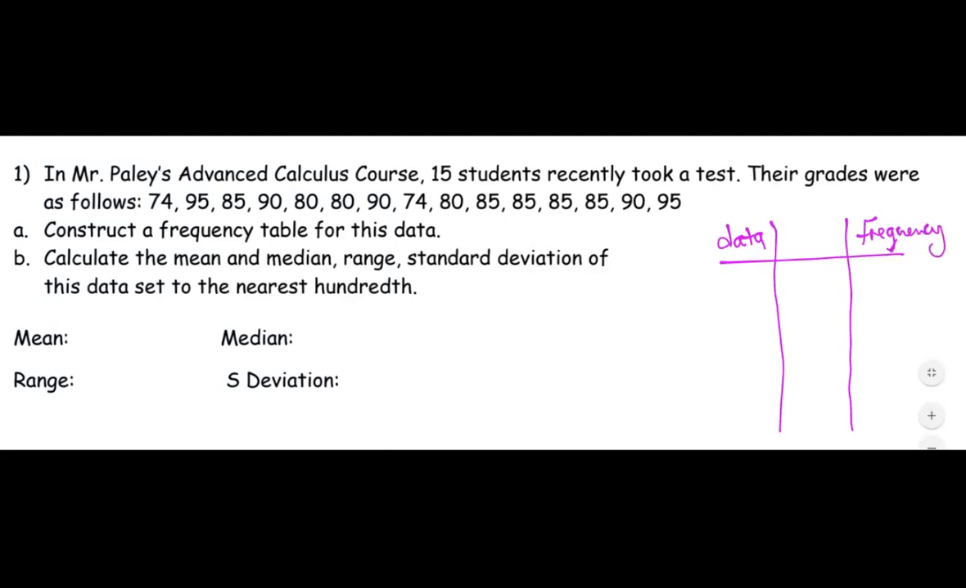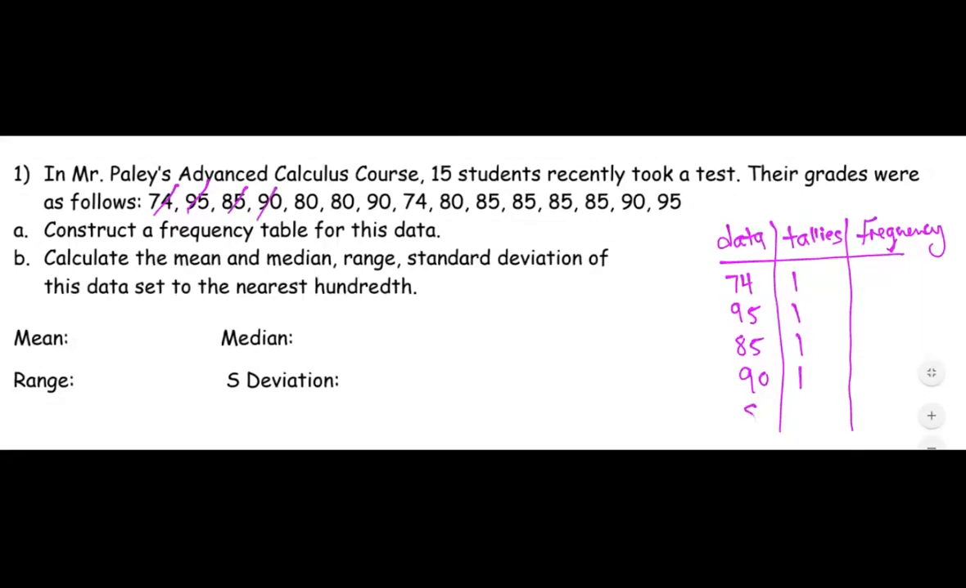I'm going to leave the middle column for the tallies. I'm going to go through the points in order so I won't forget any of these data points. I have 74. That's one time. I have 95. I have 85. I have 90.